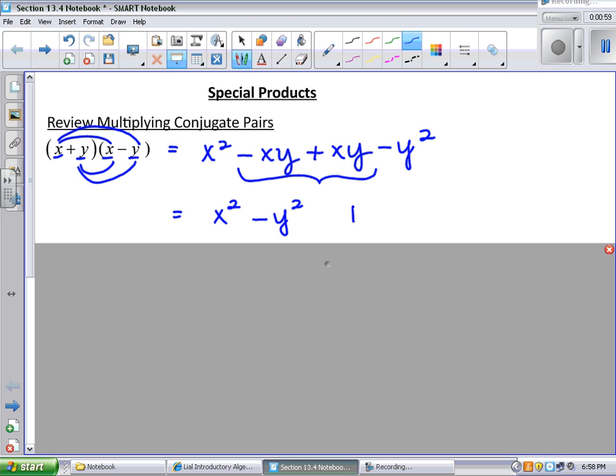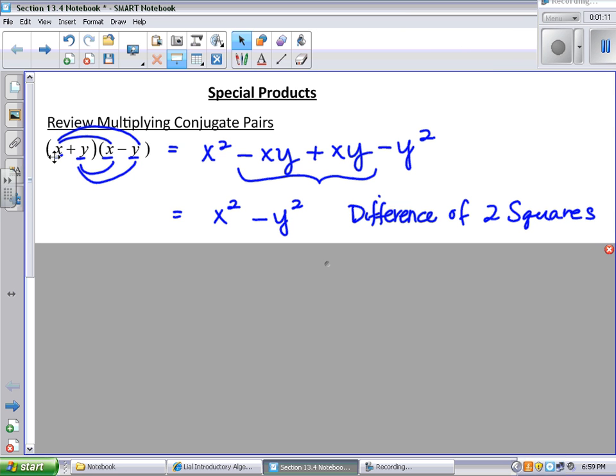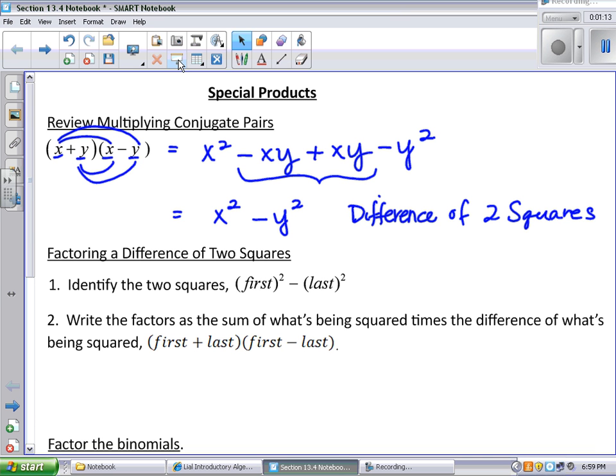This is called a difference, because we're subtracting, of two squares. Two squares, we have x squared and y squared. So if we can recognize that particular pattern, it makes factoring quite easy.